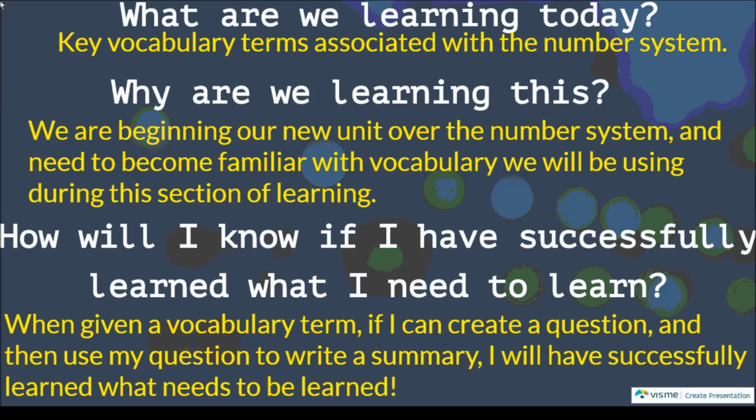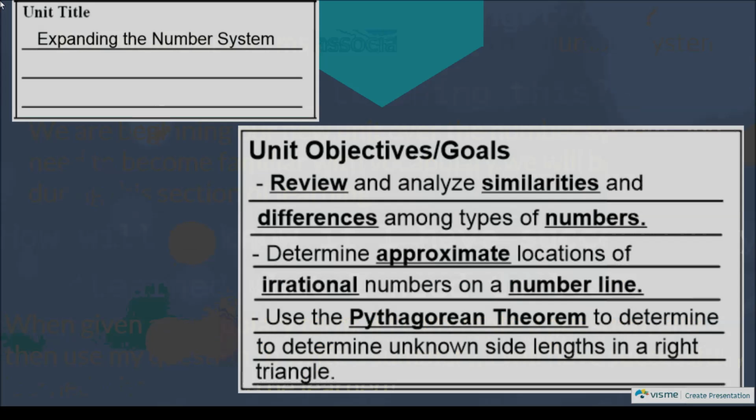So how will I know if I've successfully learned everything I need to learn? When you're given a vocabulary term, like we always do, you're going to create a question, and then you're going to use that question at the end to write your summary. And if you can do all that, you have successfully learned everything you need to learn for today. Alright, so let's go ahead and get started.